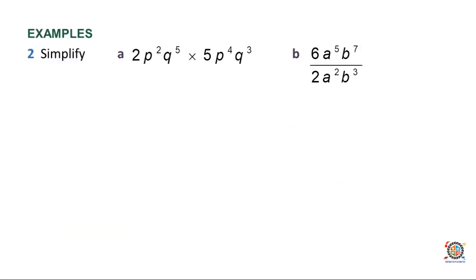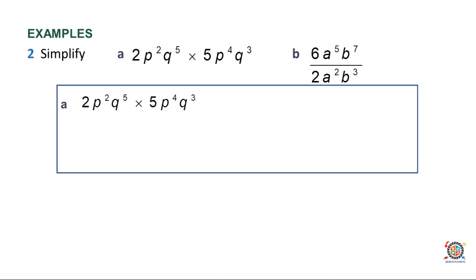Next, simplify the following. Letter A: 2p to the power of 2, q to the power of 5, times 5p raised to the power of 4, times q to the power of 3. How are we going to do this? You can multiply the numerical coefficients 2 and 5.